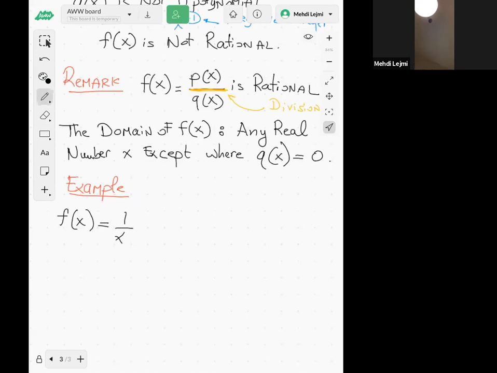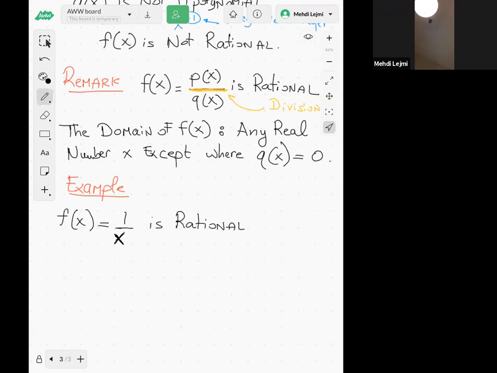Okay, so let's take 1 over x, guys. This is a rational function, of course. It's rational because, as we said, the numerator is just a constant, and a constant is a polynomial, and obviously x in the denominator is a polynomial, right?